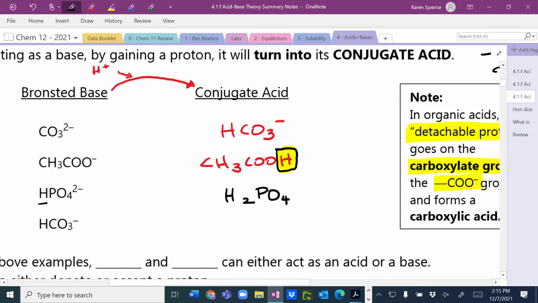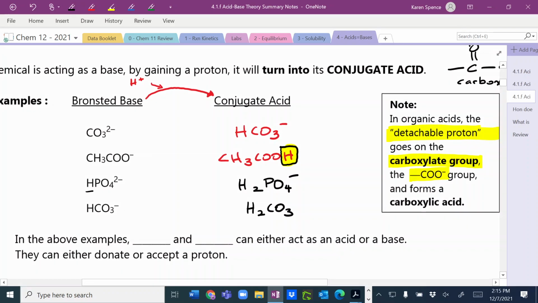H2PO4, and its charge, sorry, minus. And then HCO3, H2CO3, no minus. Why did I put a minus? Because it's been a long day and I've taught this lesson twice already and I'm going a little bit kooky. Okay.